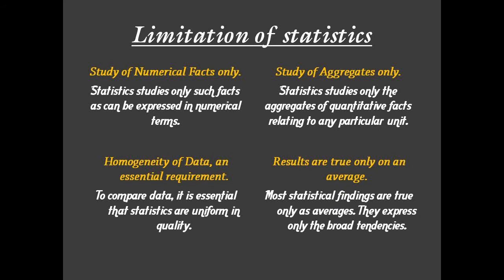Third, homogeneity of data, an essential requirement. To compare data, it is essential that statistics are uniform in quality. Data of diverse qualities and kinds cannot be compared. For example, production of food grains cannot be compared with the production of cloth. It is because cloth is measured in meters and food grains are measured in tons. Nevertheless, it is possible to compare their value instead of the volume. Fourth, results are true only on an average.